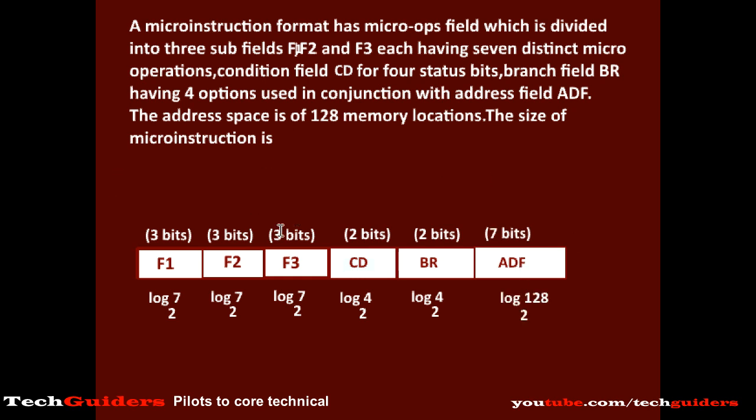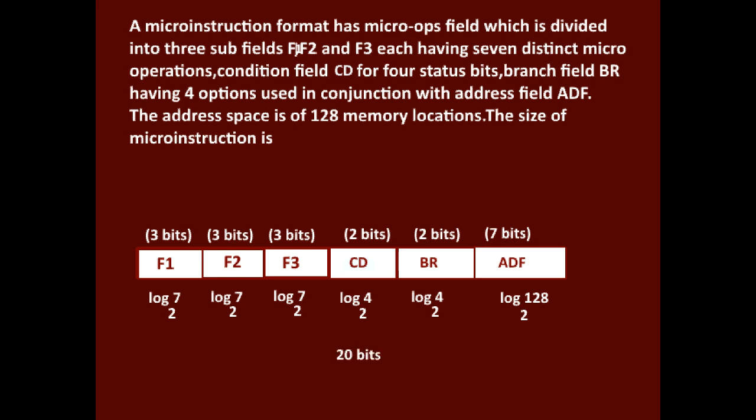So total, how many bits are there in the micro-instruction? 9 plus 2, 11. 13 plus 7, 20 bits. The size of the micro-instruction is 20 bits.